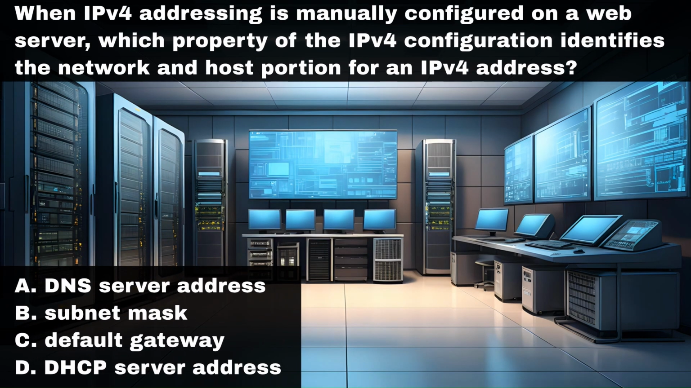When IPv4 addressing is manually configured on a web server, which property of the IPv4 configuration identifies the network and host portion for an IPv4 address? The choices are A. DNS server address, B. Subnet mask, C. Default gateway, D. DHCP server address.